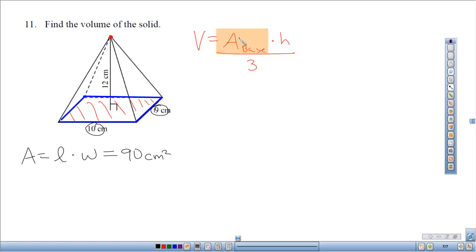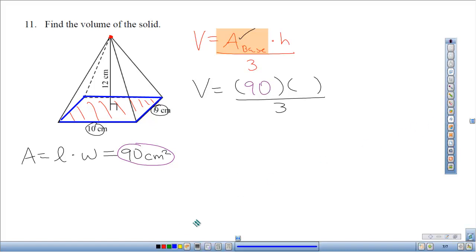Alright, so the area of my base is done. Let's see if we can fill this out. Area of my base times my height, all divided by 3. And I just got done working out the area of my base, and it came out to be 90. So my height, what is my height? Well, my height is from the very top of the pyramid all the way straight down to the base. And I can see that it comes out to be 12 centimeters. So I'm going to plug that in.